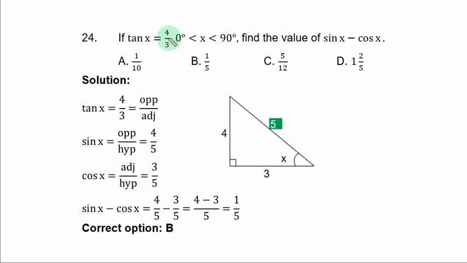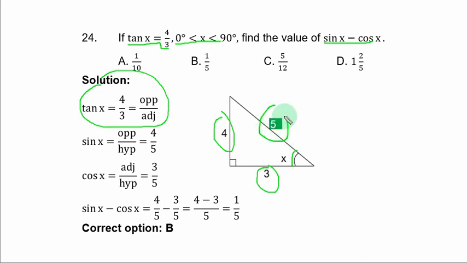Question 24. If tan x is equal to 4 over 3, you have 0 degrees less than x less than 90 degrees. This means that x is an acute angle. Find the value of sin x minus cos x. So we have tan x to be this, opposite over adjacent. To evaluate sine and cosine, the hypotenuse is needed. So with the information about tangent, you draw a right angle triangle with acute angle x. So the opposite is 4, adjacent is 3. By Pythagoras rule, hypotenuse is 5.